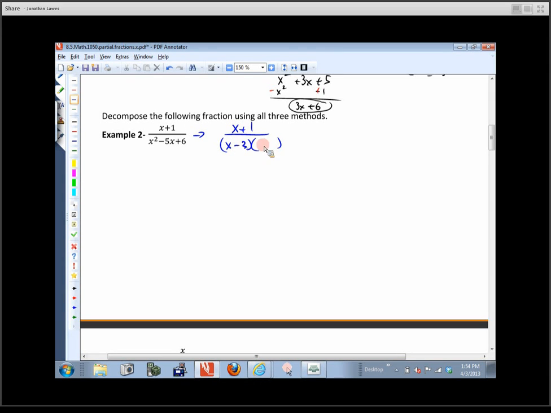Now, nothing is more frustrating than making a silly mistake like this and barking up the wrong tree and getting the whole thing wrong. So please double check and make sure. Did we get the right factors?